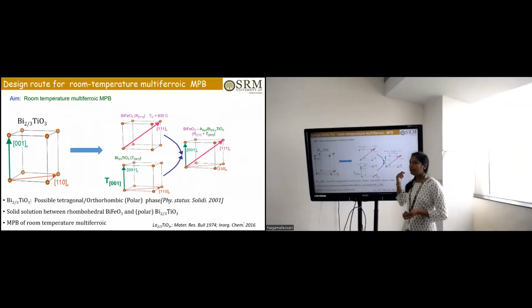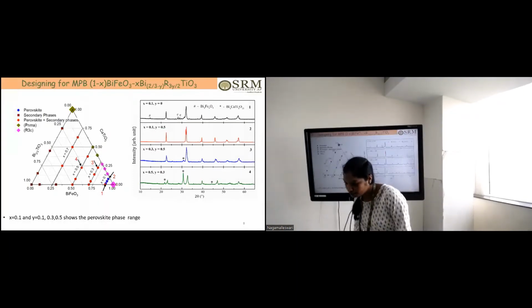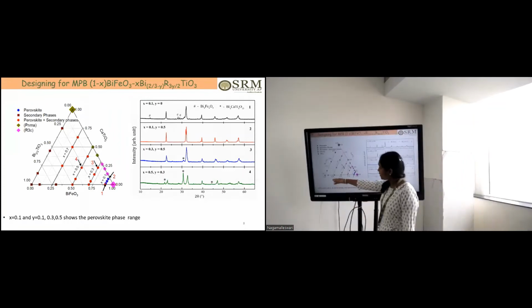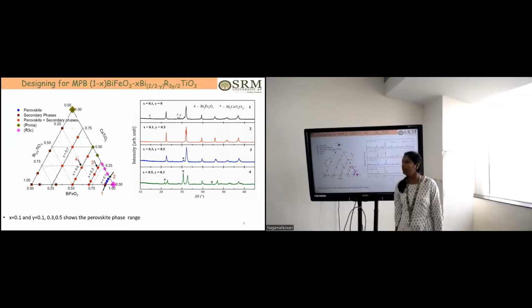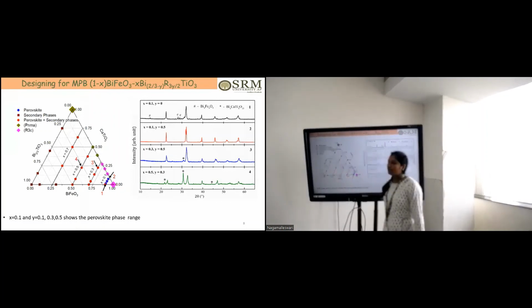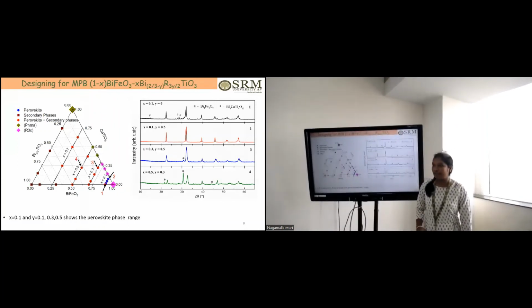We are anticipating that we get the morphotropic phase boundary, and maybe we expect to get a room temperature multiferroic. So we explored a ternary phase diagram between bismuth titanate, bismuth iron oxide, and calcium titanate. As we can see in the ternary phase diagram, along this line and this line, the solid solution between bismuth titanate and bismuth iron oxide, the compositions show secondary phases.